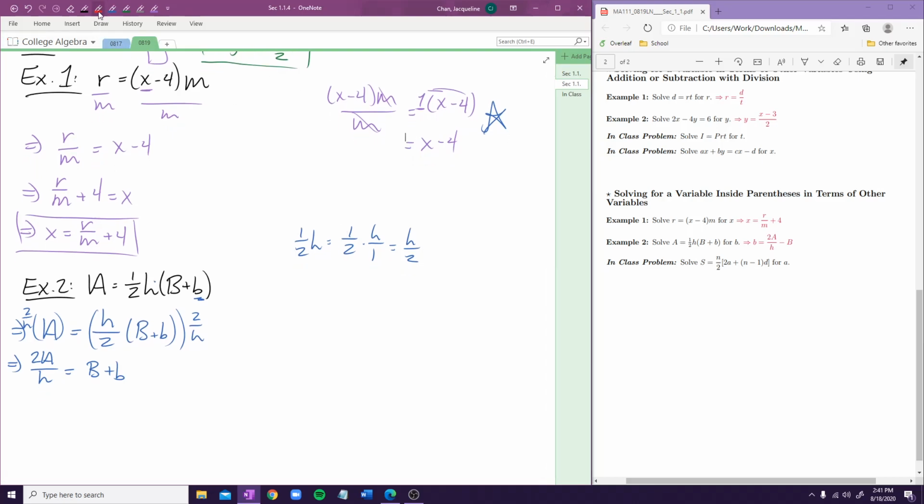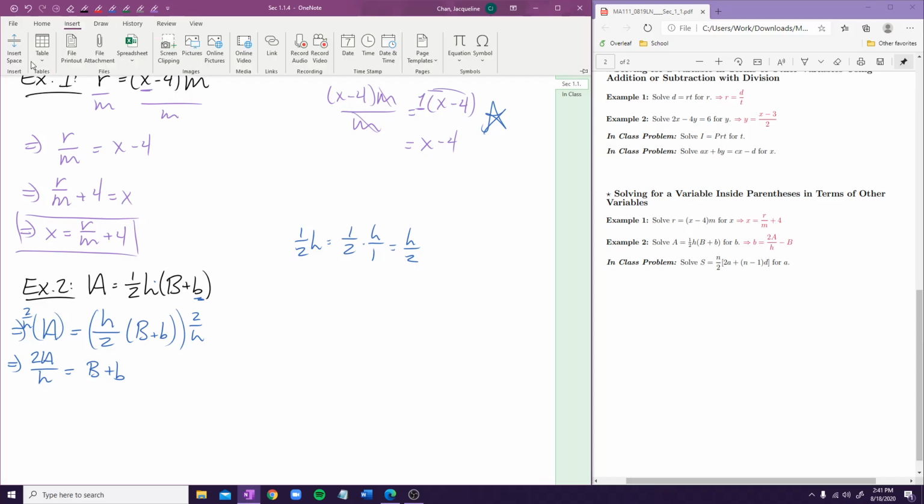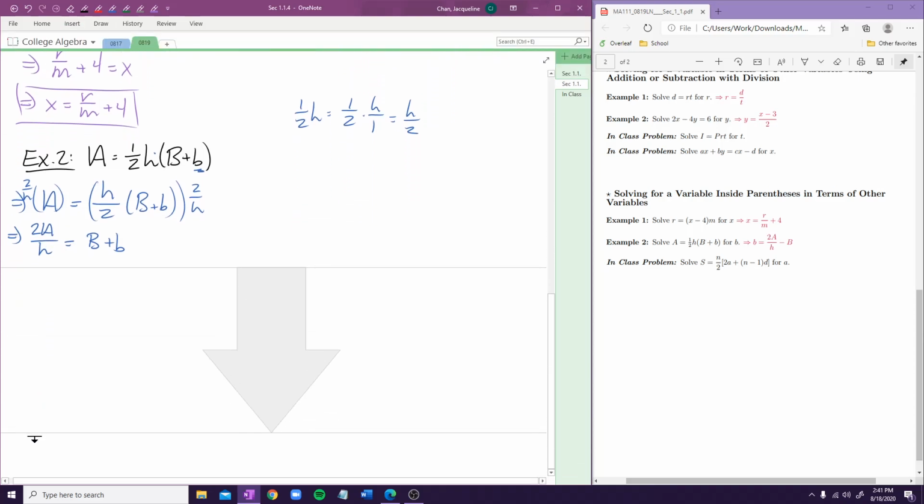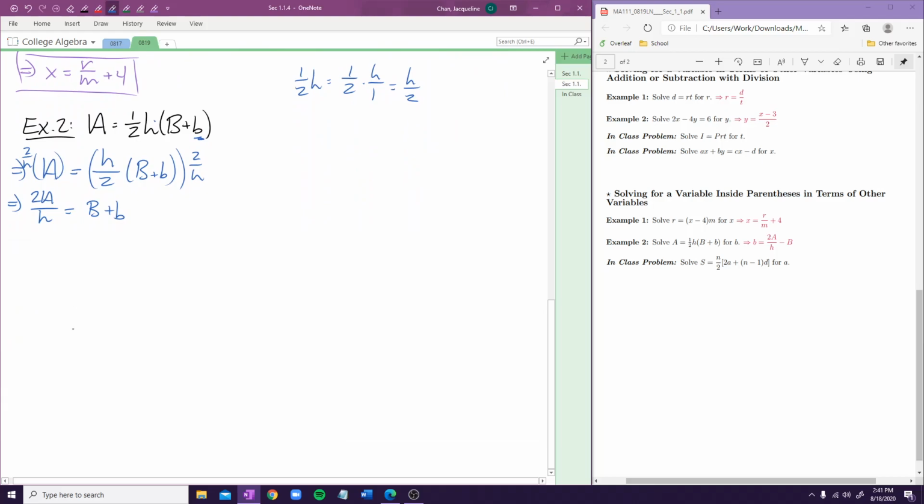Right? So again, which b are we solving for? We're solving for little b. Right? So how do I get little b by itself? I just got to subtract big B from both sides. And when I do that, I get 2a over h minus big B is equal to little b. Again, if you want, we can always put what we're solving for on the left first, and we get little b is equal to 2a over h minus big B.